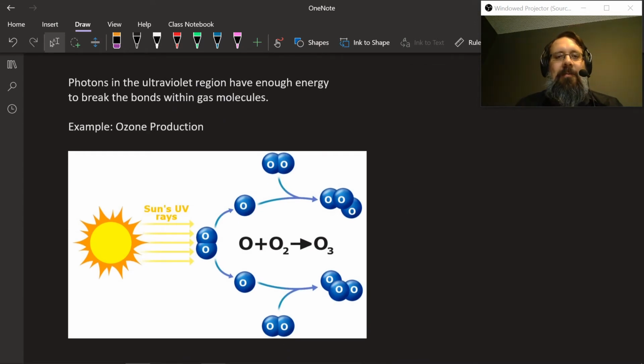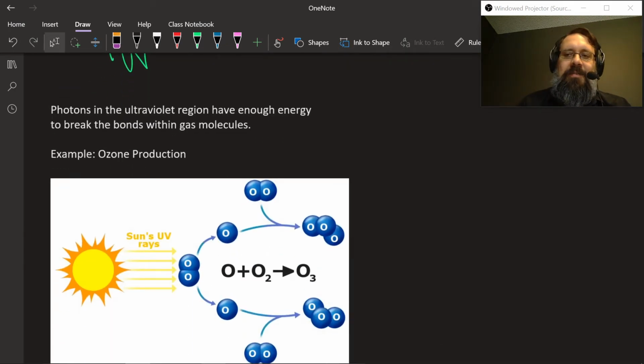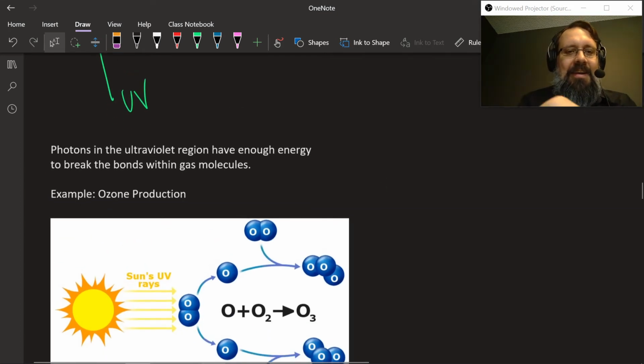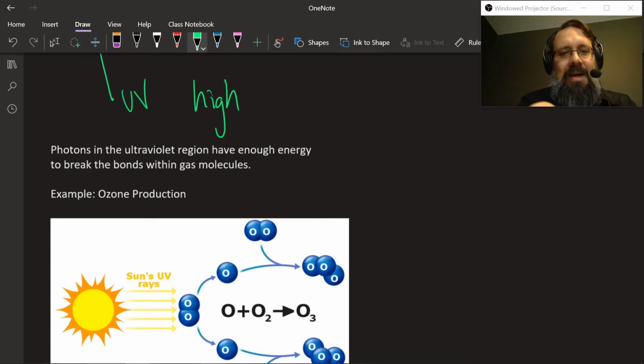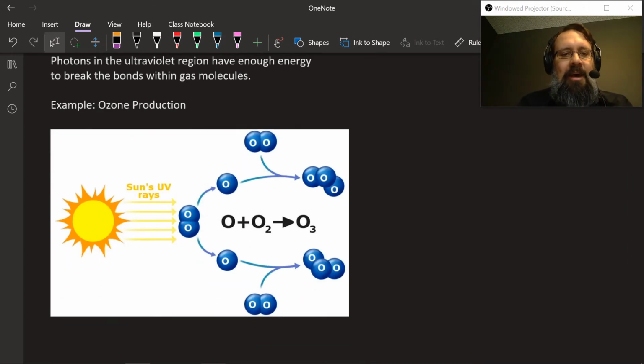Okay, so let's talk about what's going on. Let's talk about this dip. So I want to talk about the ultraviolet blockage. Photons in the ultraviolet region have enough energy that they actually can break bonds within gas molecules. So ultraviolet has really high energy. These photons have so much energy that when they come in and whack into oxygen in the Earth's atmosphere, they can actually break the oxygen apart. So you can see that oxygen is splitting into two separate particles.